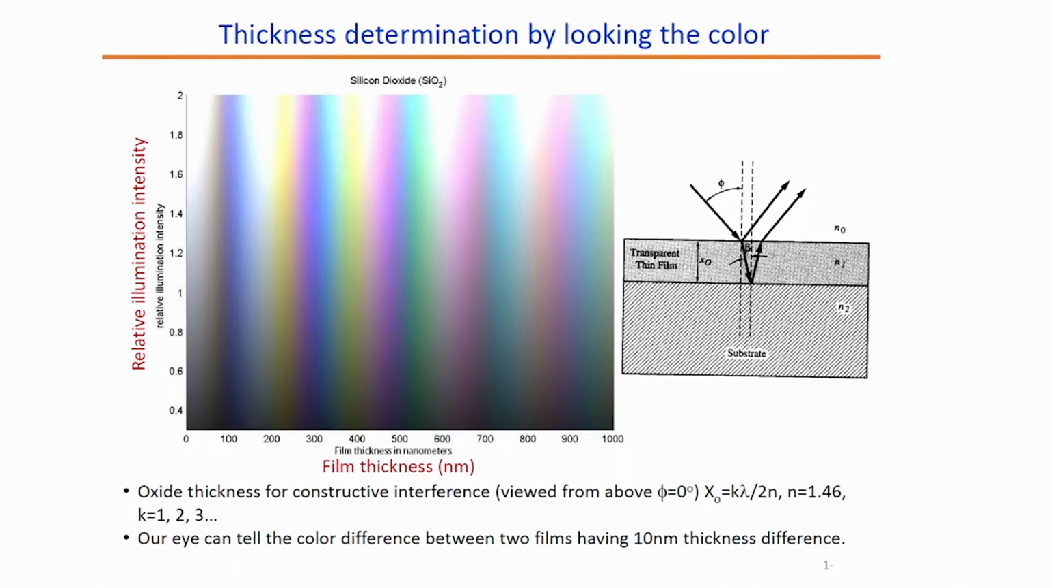Okay. So, if you see the slide again, like I said, our eye can measure a color difference of about 10 nanometer thickness, and you can see here the relative illumination intensity versus film thickness. As the thickness increases, the film becomes dark green in color, right. For a thin film, it is close to light gray, which is close to the silicon wafer.